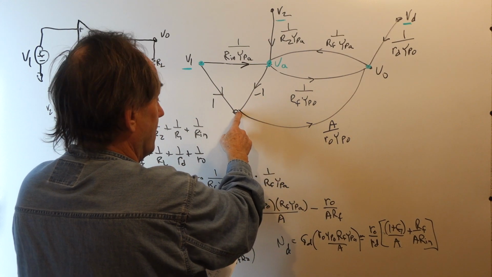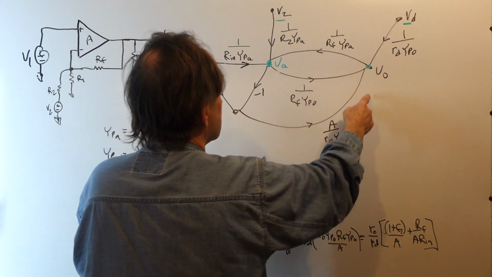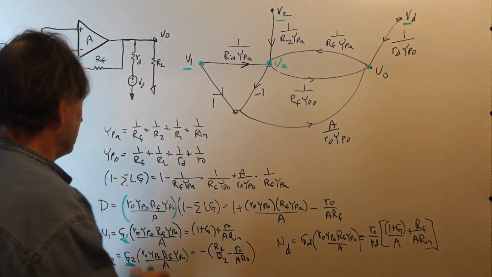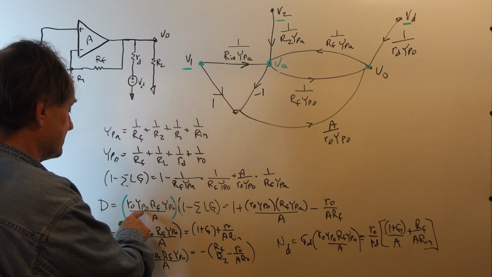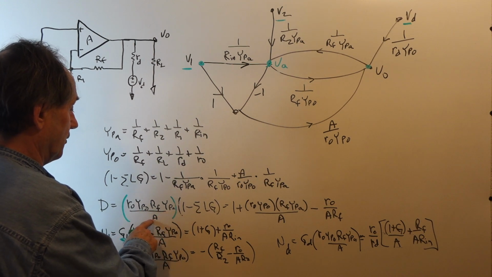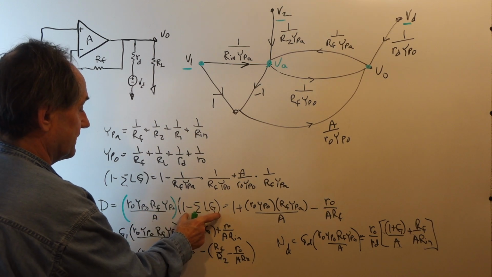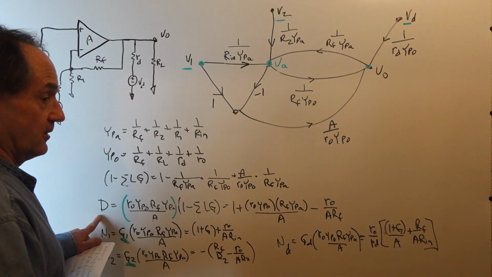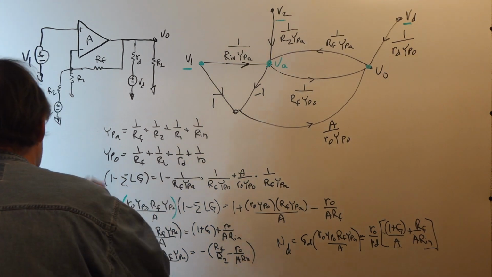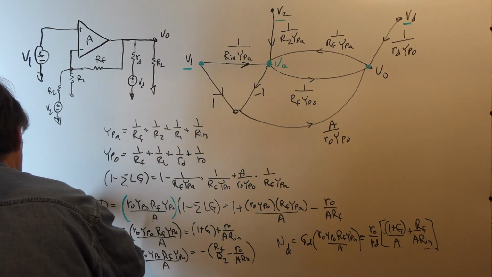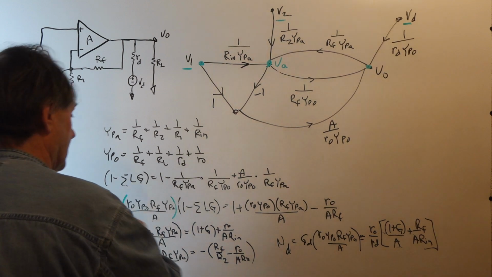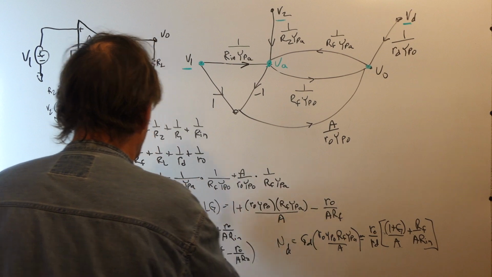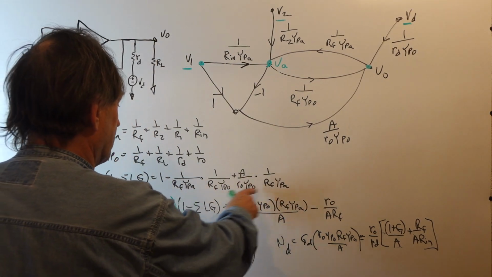Starting here, we have A R0 YPO times RF YPA. So that's that loop gain. Then if you multiply by this quantity, R0 YPO RF YPA over A, times 1 minus the sum of the loop gains, you get the denominator, the system function. This is our system function, and it's equal to this quantity once you perform these operations.